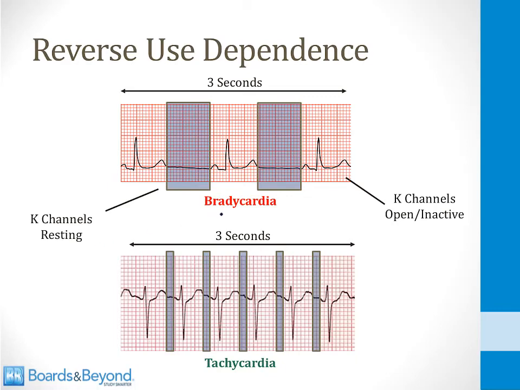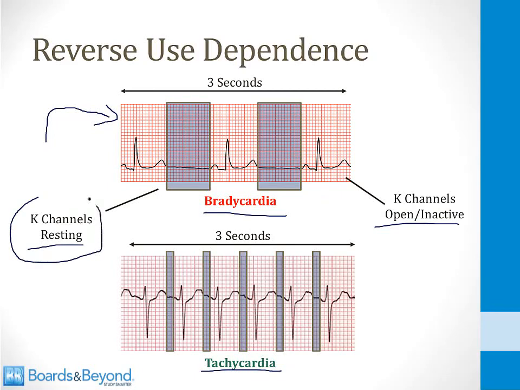To understand this, let's once again look at our bradycardic rhythm at the top of the screen. I've highlighted in blue the portions of the EKG where the potassium channel is resting and not in use. And you can see that in the bradycardic patient, the potassium channel spends a significant amount of time in the resting state as opposed to the open and inactive state. When the patient becomes tachycardic, the amount of time the channel spends in the resting state becomes smaller. This means that patients on these drugs are at greater risk for toxicity when their heart rate gets very slow and they are bradycardic and the potassium channel spends more time in the resting state.